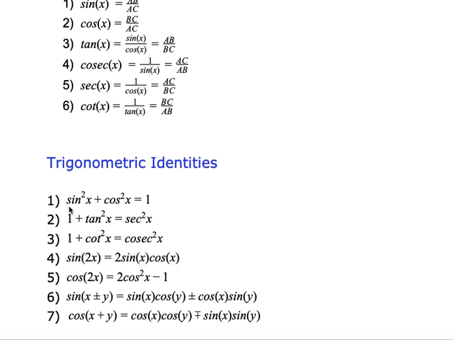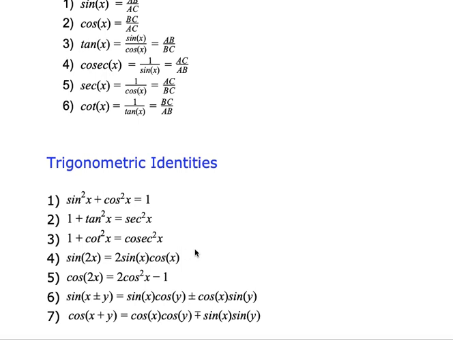Similarly, if you divide both sides of this particular identity by cos square x, you will get cos square x by cos square x, which is 1, sin square x by cos square x, that is tan square x, and 1 by cos square x, which is secant square x. So that is your second identity. If you divide the first identity by sin square x on both sides, you'll come down to the third identity.